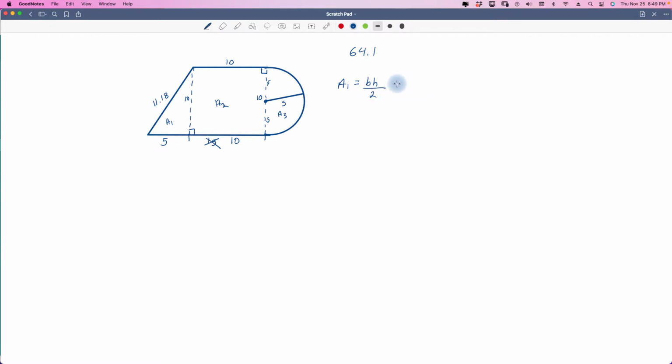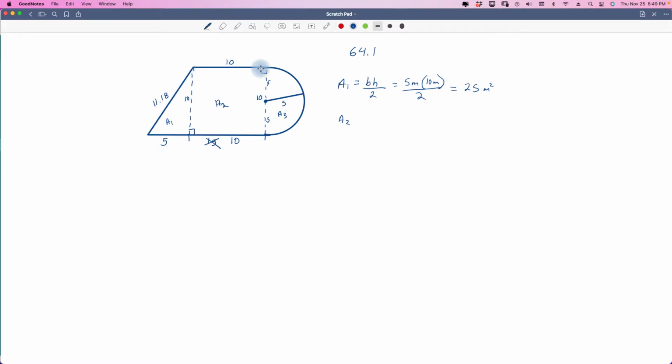So the base is 5, and this is in meters. So it's going to be 5 meters times 10 meters divided by 2. Oh, that's not what I wanted. I just want the number 2. There we go. So 5 times 10 is 50, divided by 2 is 25. So it's 25, and I have meters once, meters twice. So that's meters squared.